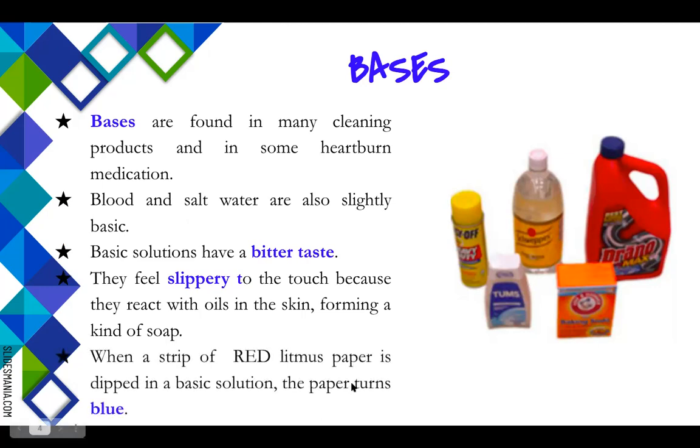So again, we'll talk about this idea of indicators more, but this is again talking about the litmus paper. Before with the acids, blue litmus paper turns red in the presence of an acid. Now when we have red litmus paper, if it's dipped in a basic solution, it will turn blue. So again, red litmus paper will turn blue if it's been exposed to a base.